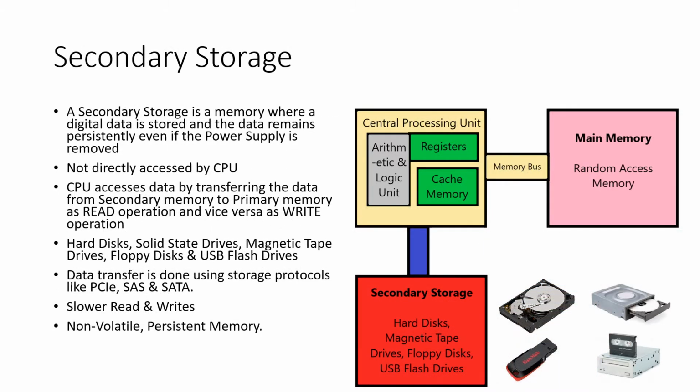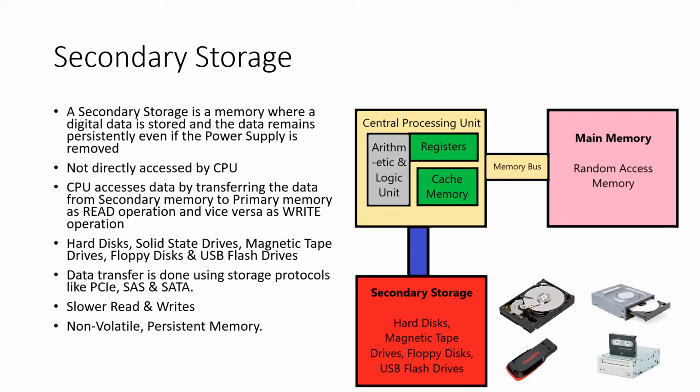What is a secondary storage? A secondary storage is a memory where digital data is stored and the data remains persistently even if the power supply is removed. This memory is not directly accessed by the CPU. A separate I/O controller is used to which the storage devices are connected. CPU accesses data by transferring the data from secondary memory to primary memory as a read operation and vice versa as a write operation.